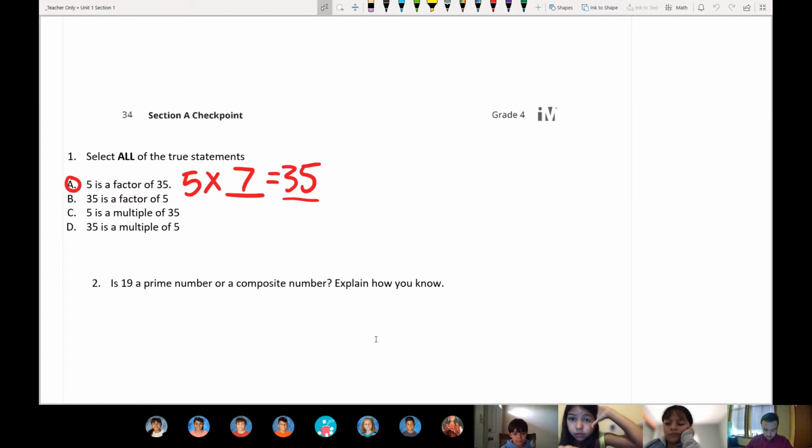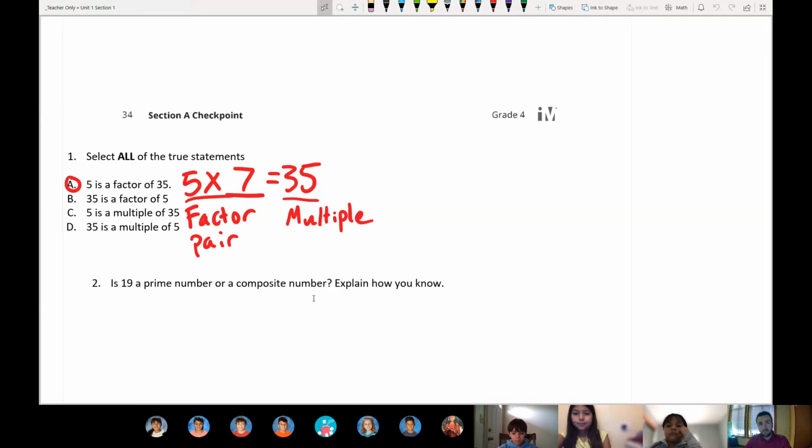35 is a multiple of 5. Well, we said for this 5 times 7 here, these two things that are being multiplied together, we said that when we multiply two things together, they make a factor pair, right? 5 and 7 make a factor pair for 35. So 35 is the product between the two, but it's a multiple as well of each of those numbers, 5 and 7. 35 is a multiple of 5 and a multiple of 7 because 5 and 7 can be multiplied by each other to get 35.